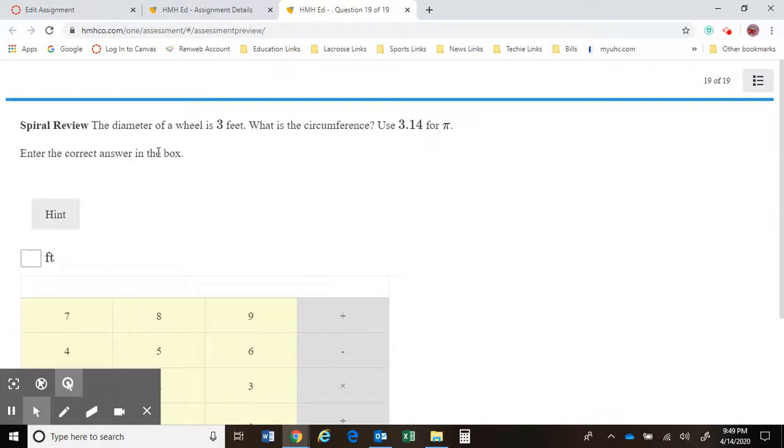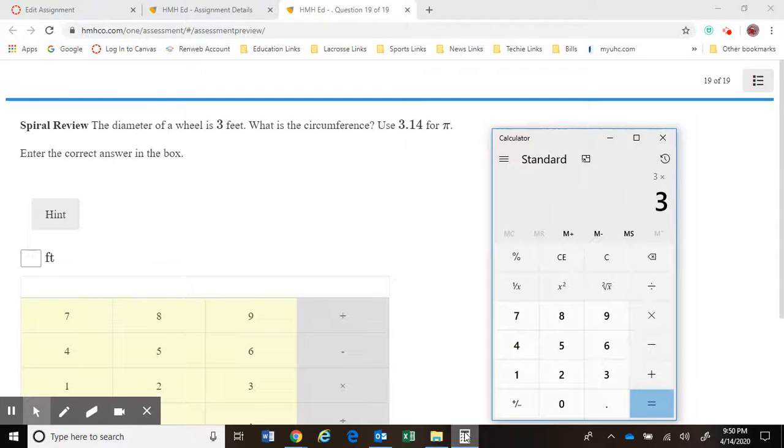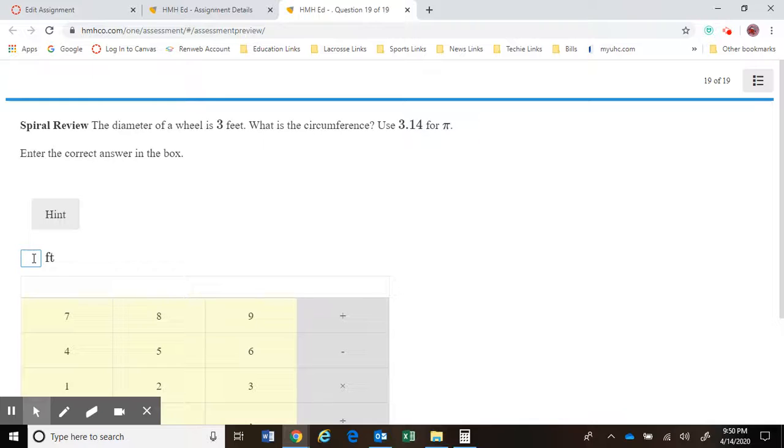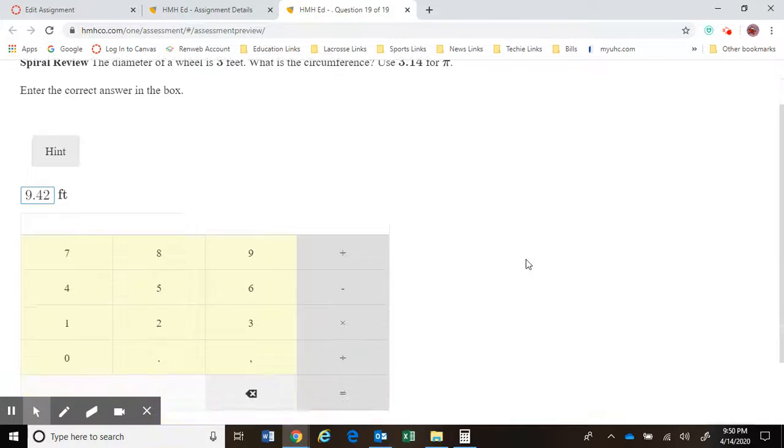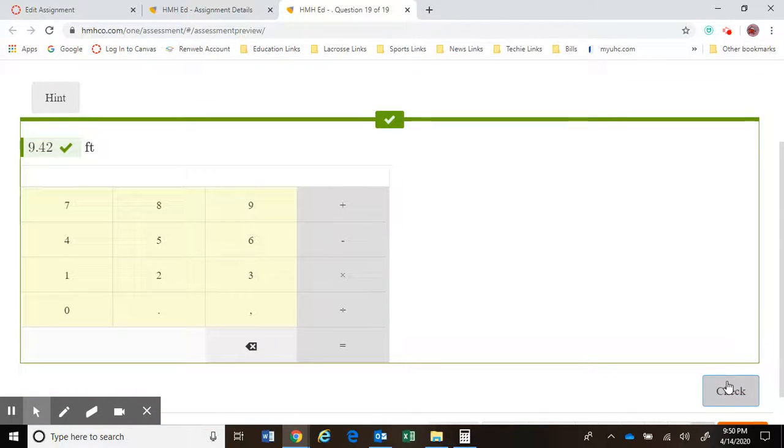All right, and this is basically from the last section. The diameter of a wheel is 3 feet. What's the circumference? Remember, circumference equals pi times diameter. So 3 times 3.14, 9.42.